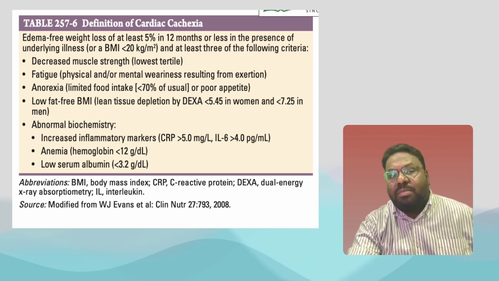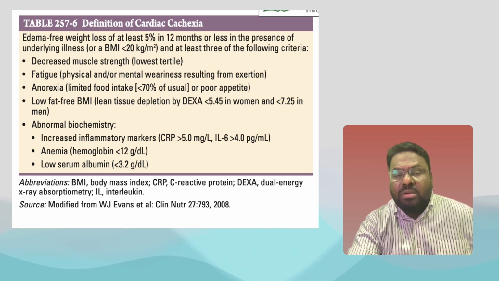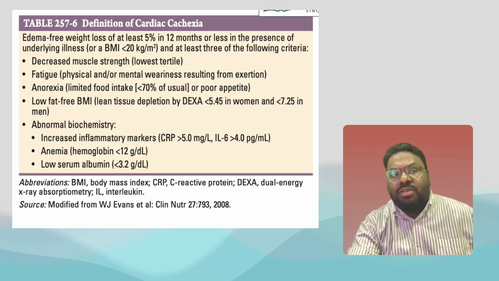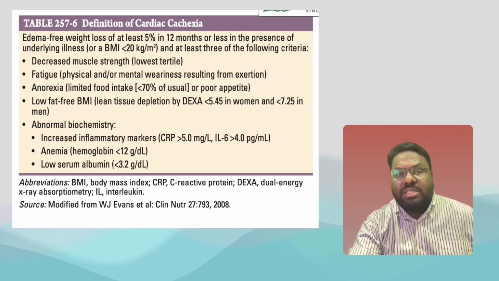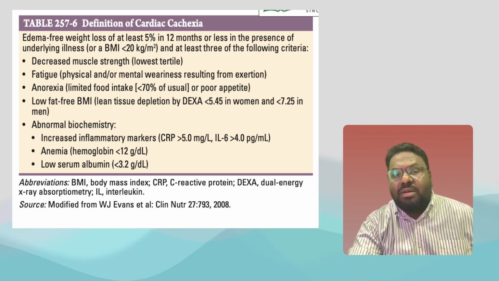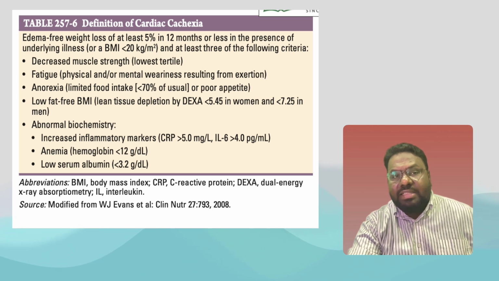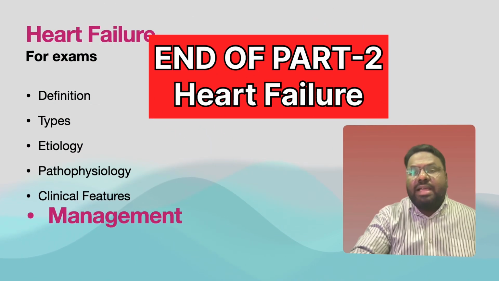How do you know whether BMI is contributed by fat or muscle or bone? You should do a DEXA scan. A DEXA value less than 5.45 in women and less than 7.25 in men is diagnosed as low fat-free mass index, and this is one of the features in the definition of cardiac cachexia. Next comes abnormal biochemistry, wherein CRP levels more than 5 and IL-6 levels. Nowadays we are doing serum IL-6 levels to diagnose heart conditions and inflammatory conditions. More than 4 picograms per ml is also an indicator of cardiac cachexia, apart from hemoglobin less than 12 and albumin less than 3.2.